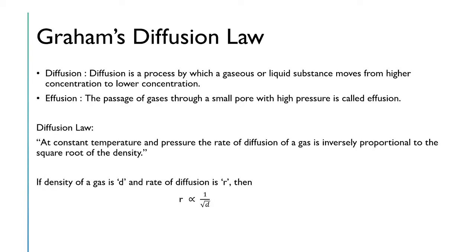So next will be Graham's diffusion law. Diffusion is a process by which a gaseous or liquid substance goes from higher concentration to lower concentration. That is, the main objective of diffusion is to keep the concentration in the system in equilibrium everywhere. So diffusion means that in no section of the system will the concentration of the substance, that is liquid or gas, be different. In every aspect, the concentration will be the same. This is the main purpose of diffusion.